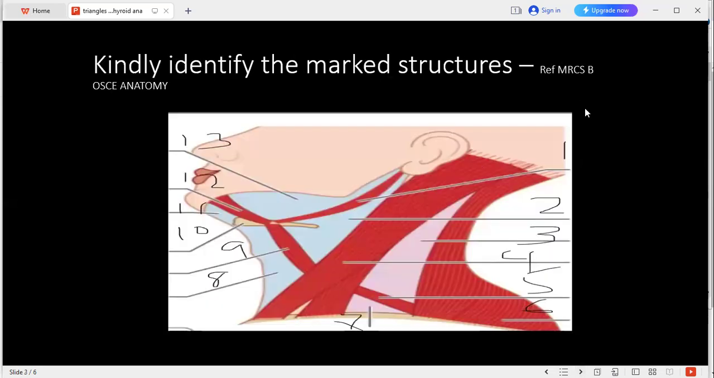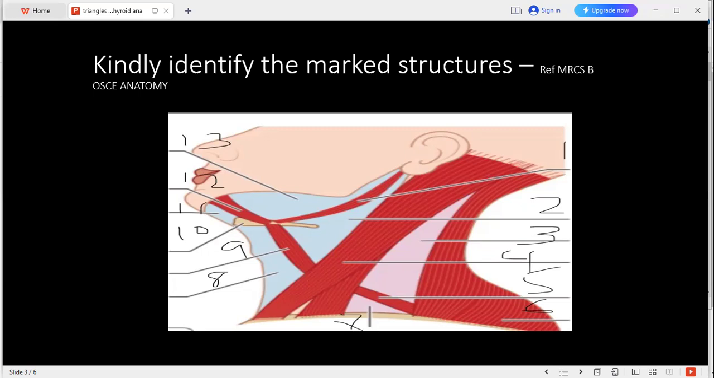If you are looking at the image in front of you, how would you divide the triangles in the neck? First, broadly divide them into two: anterior triangle and posterior triangle. Yes, good.